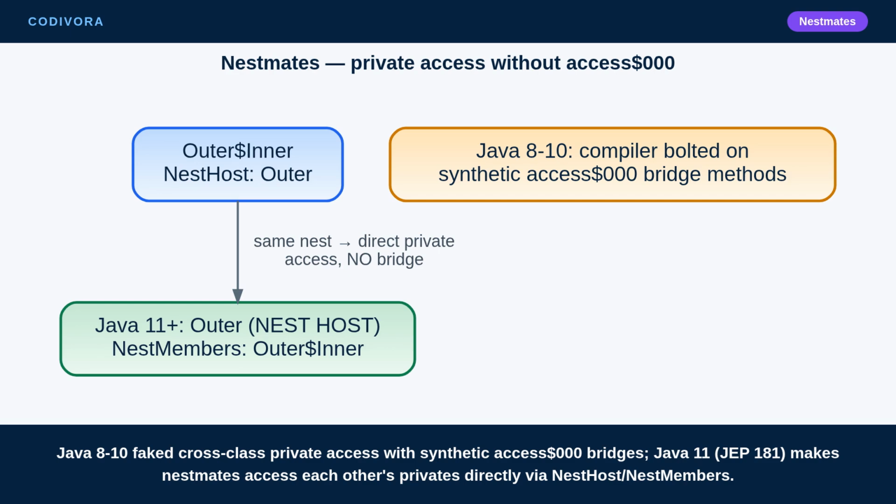The top-level class becomes the nest host and lists its members. Each member records its host, and the JVM simply allows direct private access between nestmates. No bridge methods, smaller class files, and reflection across nestmates now works cleanly.